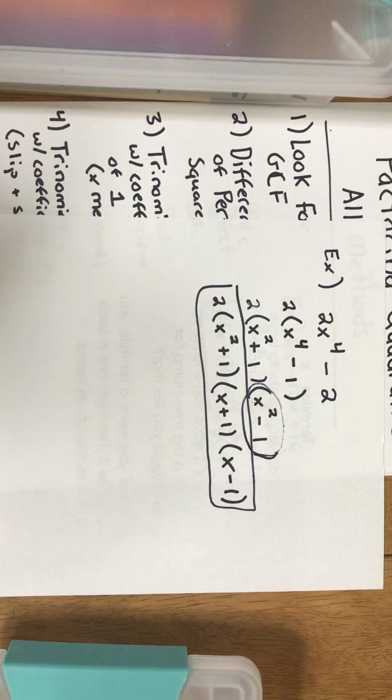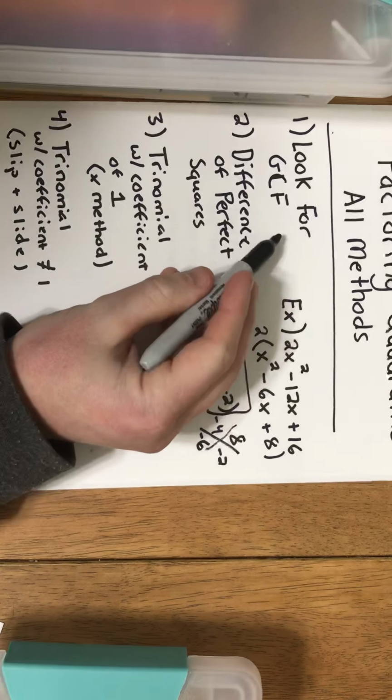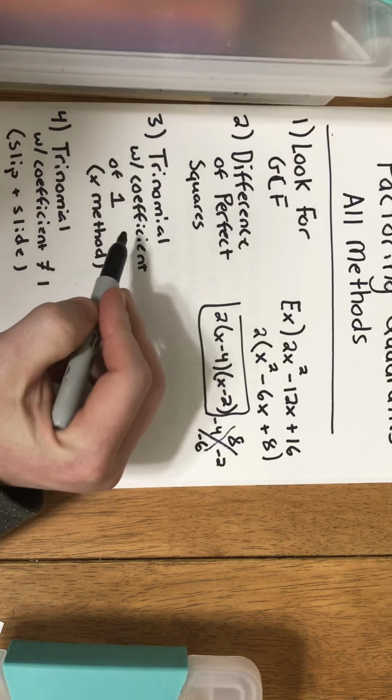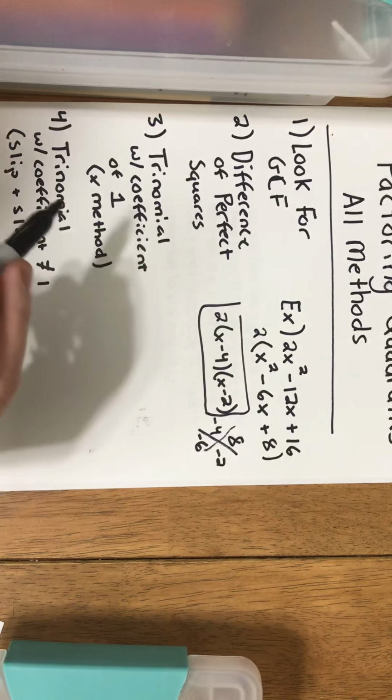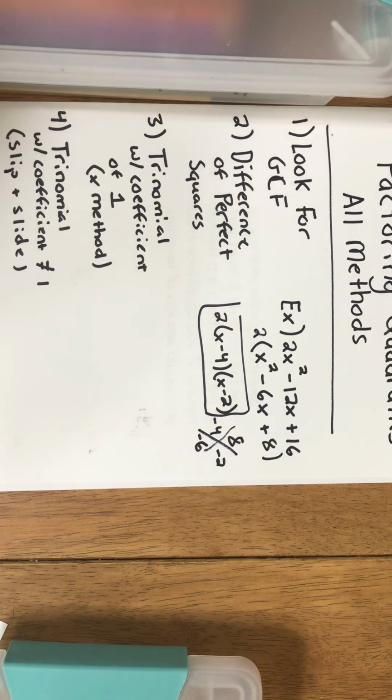So in the assignment that you have today, make sure you take a look and follow these steps. Look for a GCF, your difference of perfect squares, your trinomial coefficient of 1 where you'll do the x method, and your trinomial with a coefficient not equal to 1 where you're going to have to do slip and slide. Okay, so go through those, take a look, and hopefully that goes well.